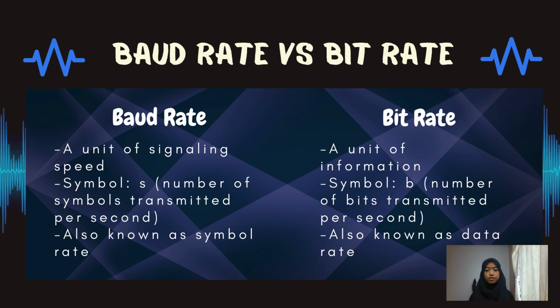What are the differences between baud rate and bit rate? Baud rate is a unit of signal speed and uses the symbol S to show the number of symbols transmitted per second, and baud rate is also known as symbol rate. Meanwhile, bit rate is a unit of information and uses the symbol B to show the number of bits transmitted per second. Bit rate is also known as data rate.